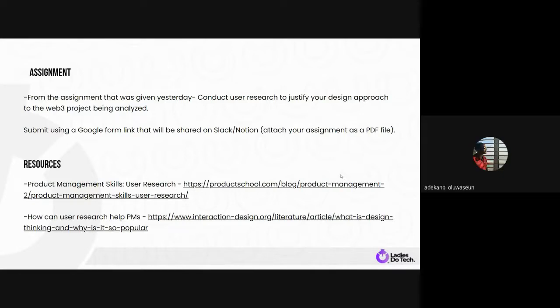I'll put my number on the chat. So if you have questions, feel free to DM me on Slack or via WhatsApp. If you need resources, let me know. I'm always ready to help. But I truly want you to take advantage of the platform that Free Ladies has given you.